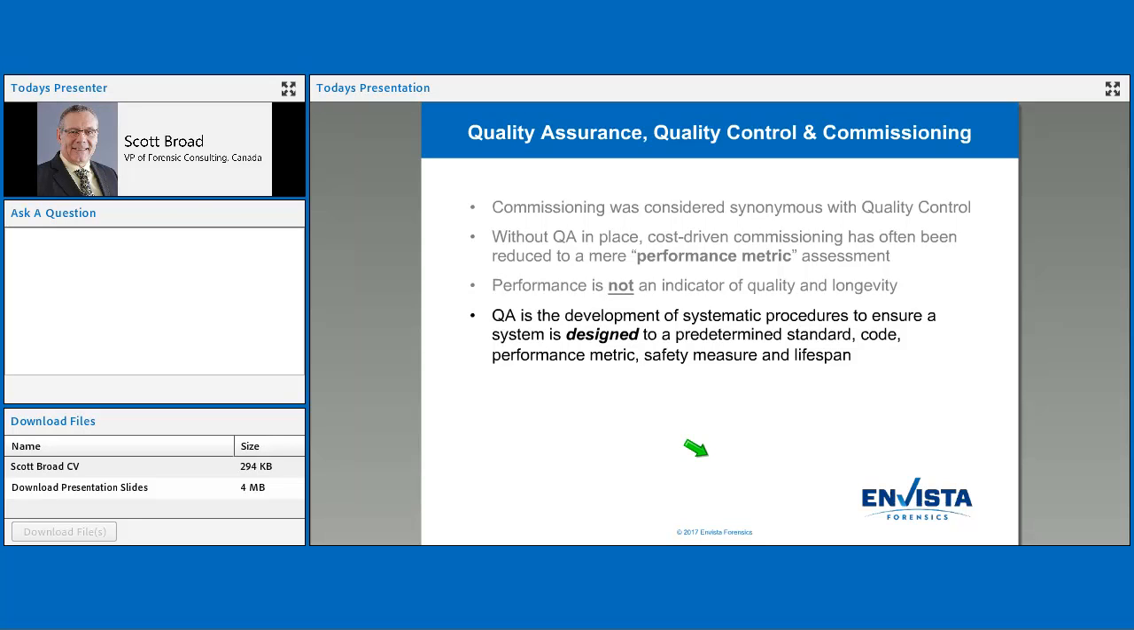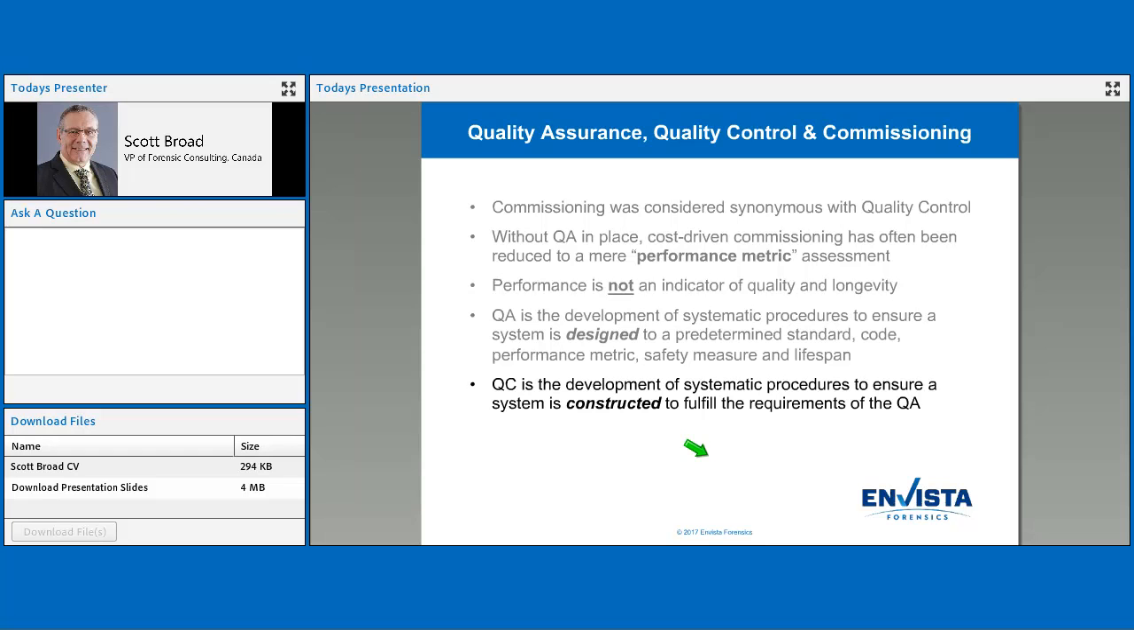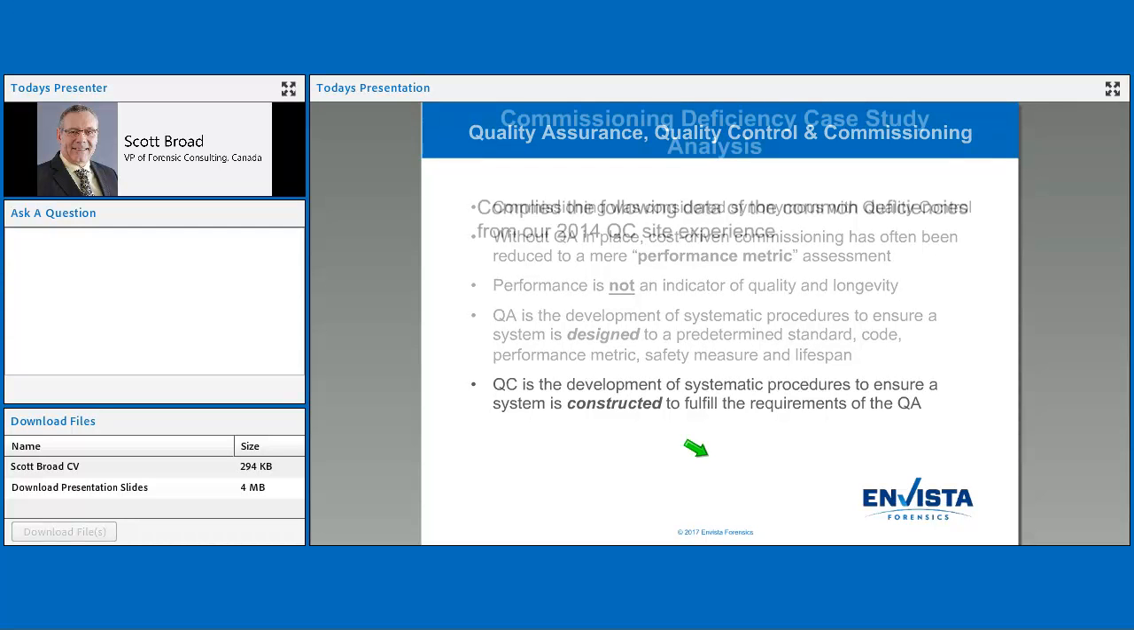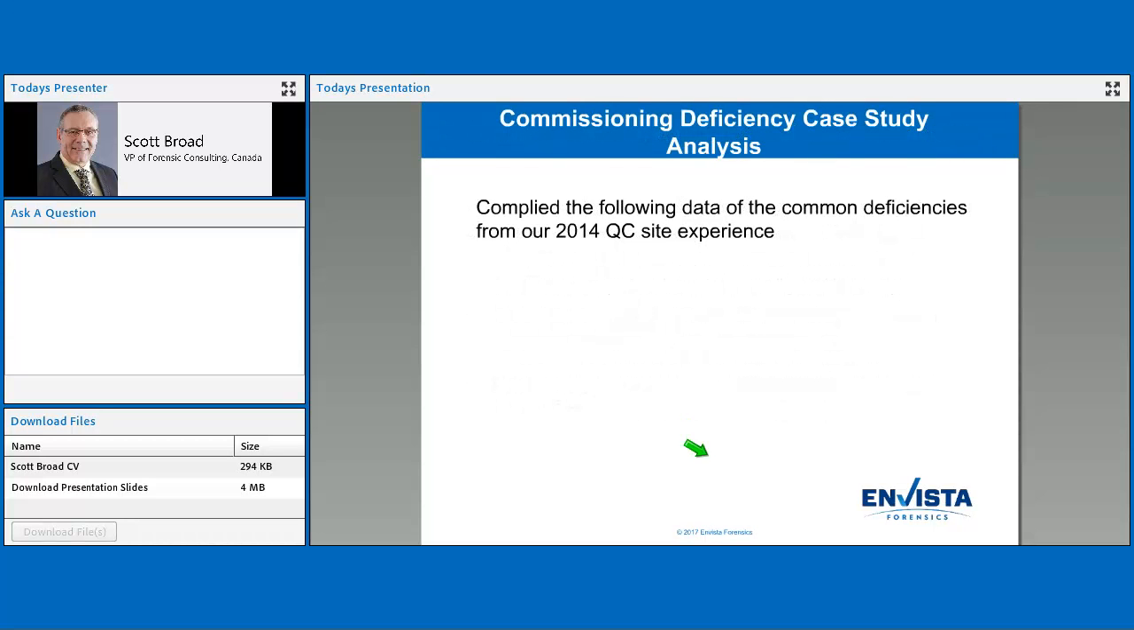With the quality assurance systems that are being used now by the more reputable people, they design their systems to a predetermined standard code or performance metric. And there's a safety measure and a certain lifespan. And the quality control that is done before these things turn on is to make sure that their system fits that quality assurance program that they've developed.